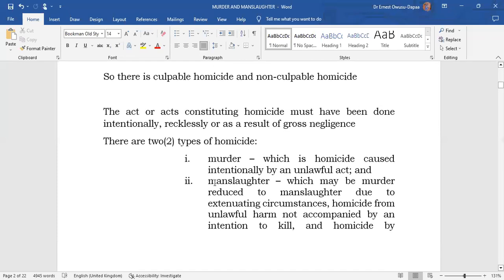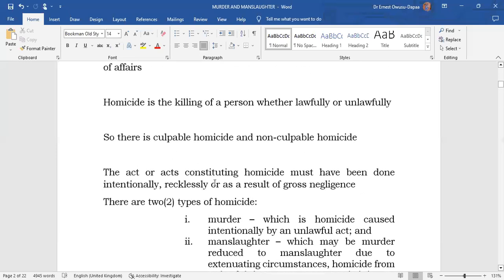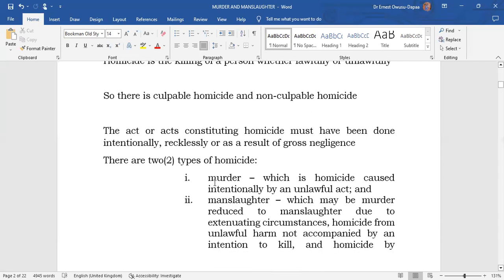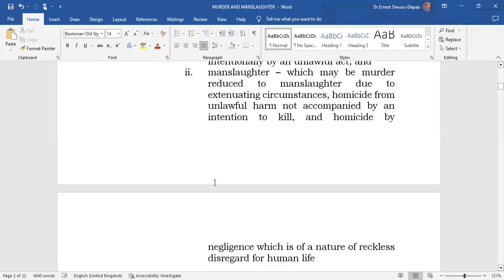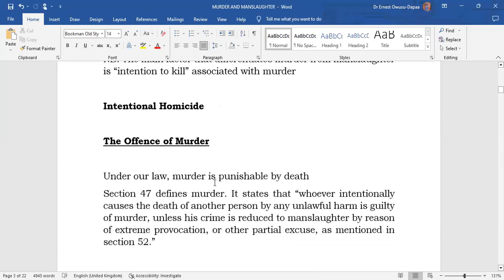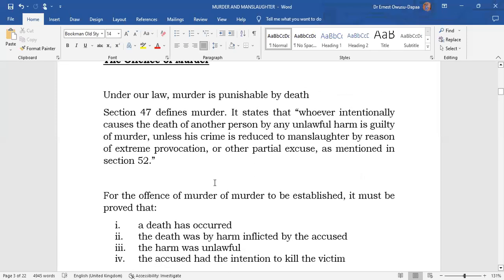Of course, if you look at the various textbooks, you often come across the term homicide, but as you know, the law itself does not use the language homicide. It's just for academic purposes. So when you are learning, you have to be very mindful of that.